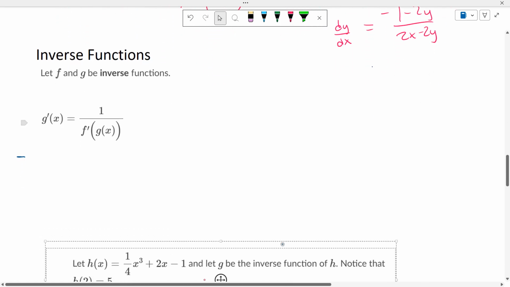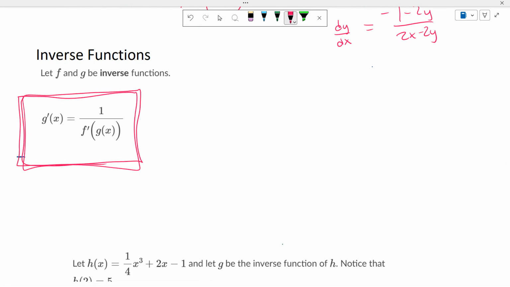Inverse functions. You can write this one on your packet somewhere so you remember it. The first derivative of an inverse function equals 1 over the first derivative of the original function.